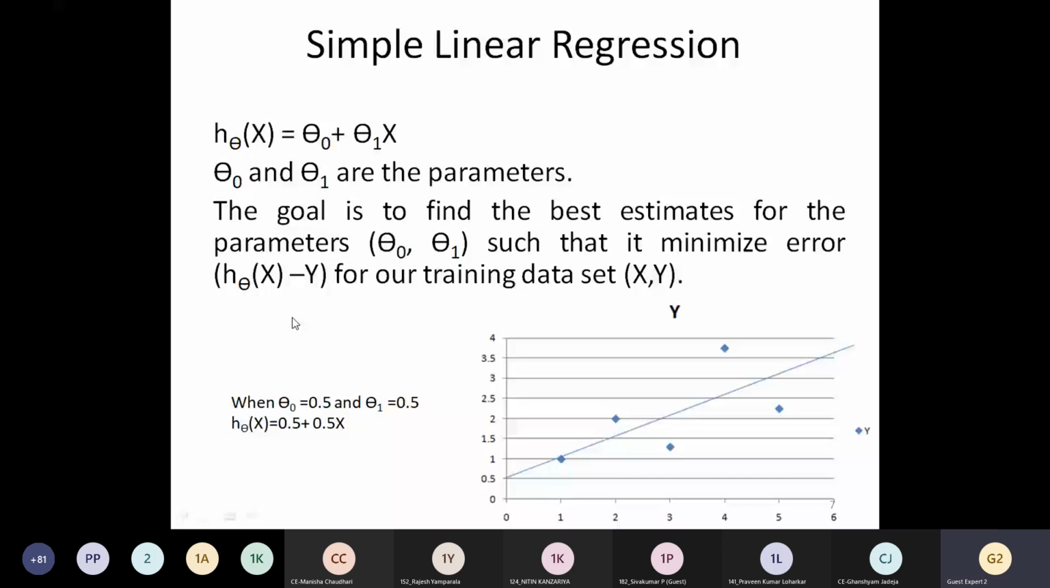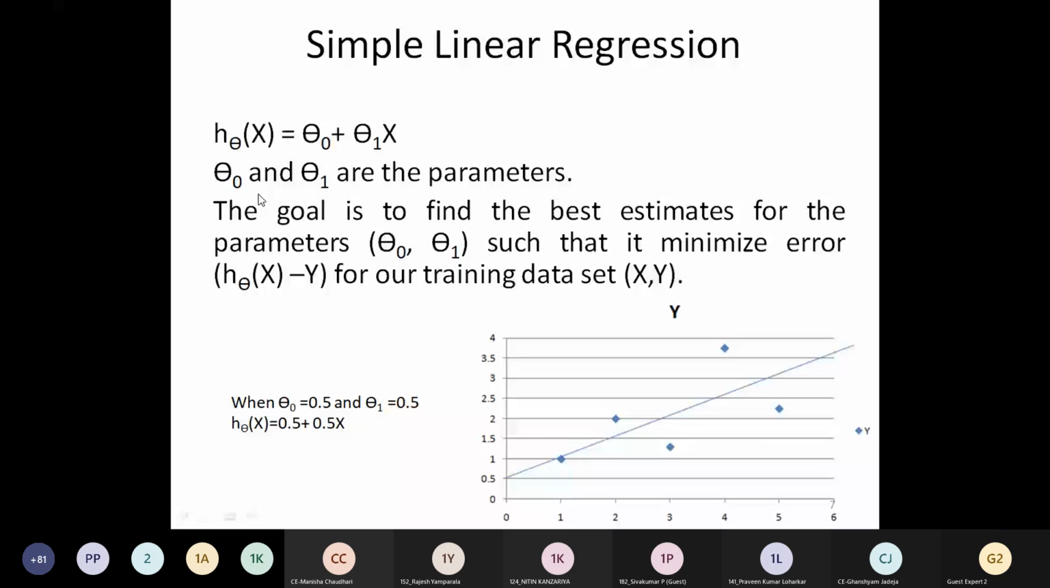So that is how I have to estimate the values of theta 0 and theta 1 in such a way that there must be minimum error for the training set. Means after finding the values of theta 0 and theta 1, I have to put all x values from my training set and find the h theta x, that is the predicted value of y, and then find the difference between the y value in the data set and the predicted value, and then I have to sum them.